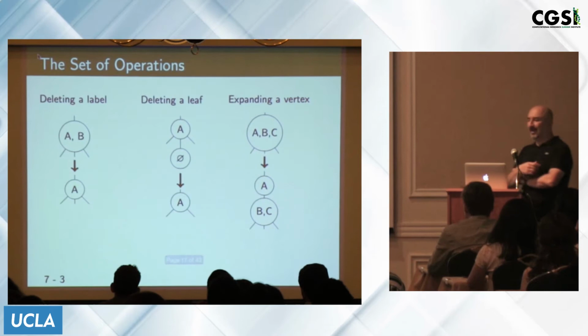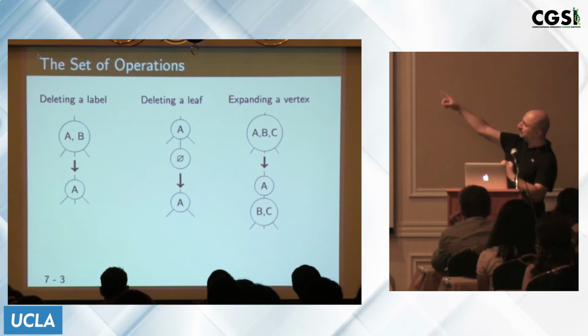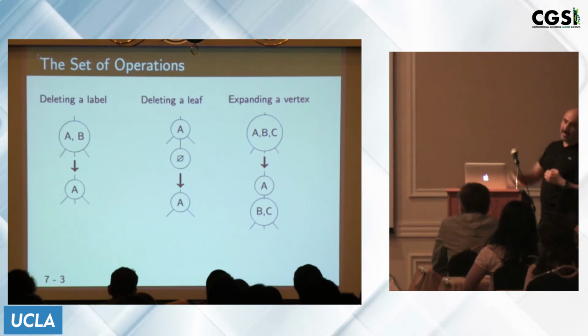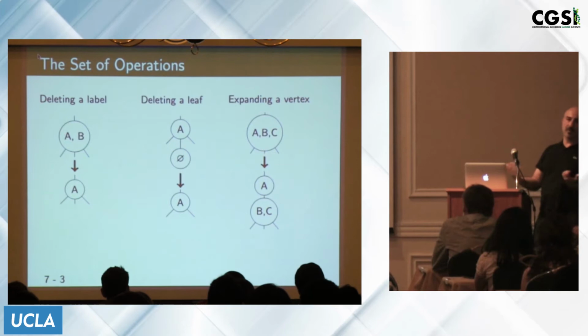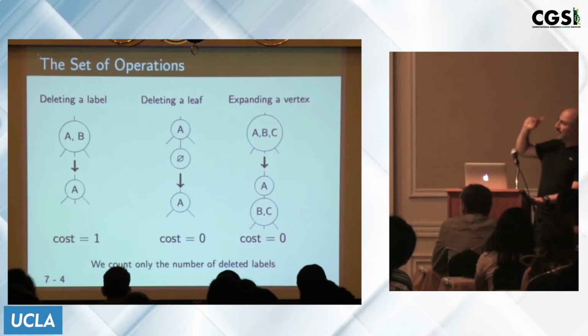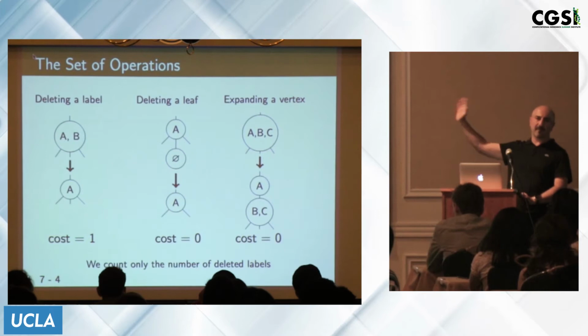You can take a vertex and split it in two, from the top vertex to the bottom pair. There's a split, and the labels will be shared. It's possible that one of these vertices will have no labels. It's perfectly fine. So now, coming to the costs, we are only going to charge for deletion of labels. Alterations to the topology will come for free.